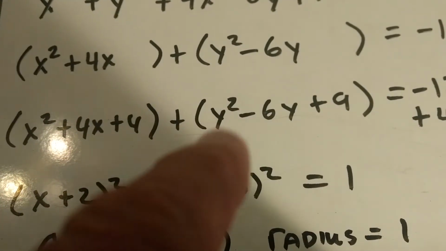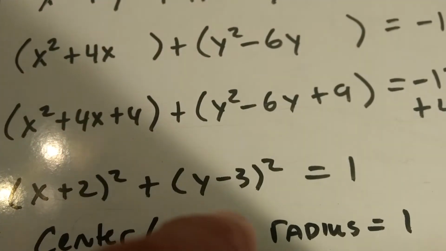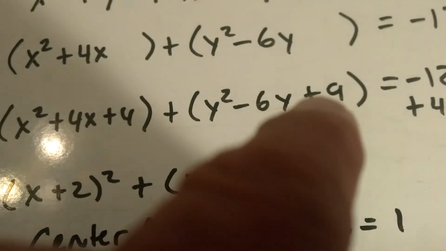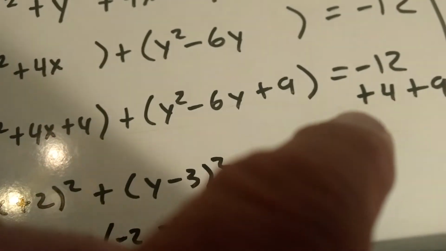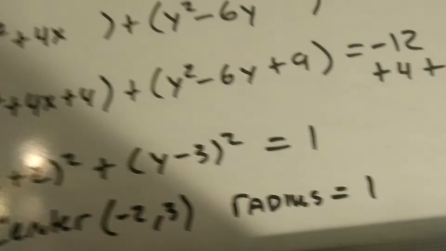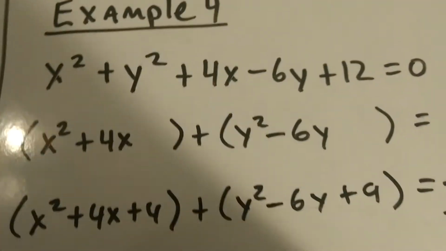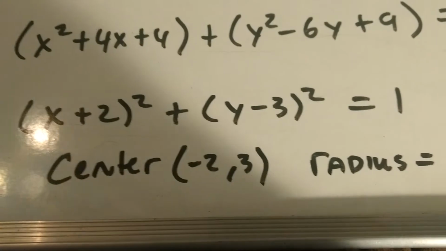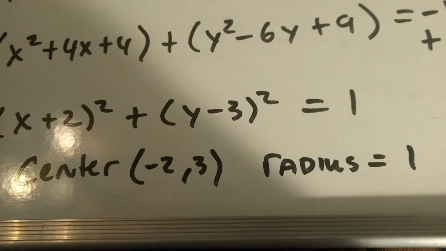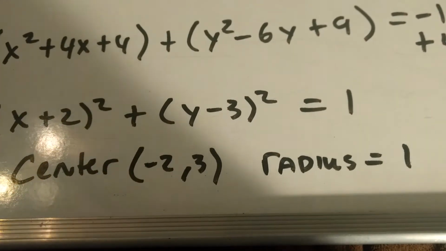Same thing here. Take the square of the first term, y, keep the middle sign, negative or minus. Take the square of the last term, 3, squared. And then of course, negative 12 plus 13 is 1. So we can see in this, going from this general form to the center-radius form, the center is negative 2, 3, and the radius is 1.